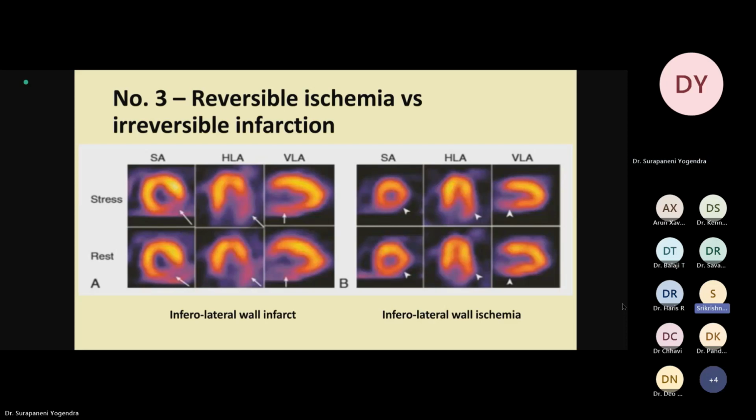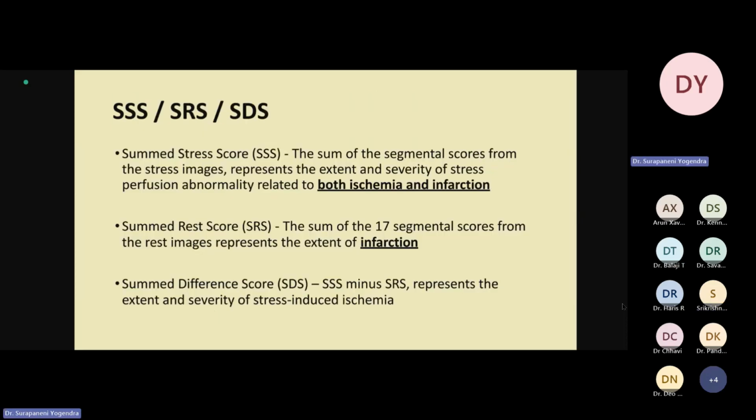So the scores for interpretation of SPECT data are: sum stress score, sum rest score, and sum difference score. Sum stress score is the sum of segmental scores from the stress images, and represents the extent and severity of stress perfusion abnormality related to both ischemia and infarction. Sum rest score is the sum of 17 segmental scores from the rest images and represents the extent of infarction. Sum difference score is the difference between sum stress score and the sum rest score, which represents the stress-induced ischemia.